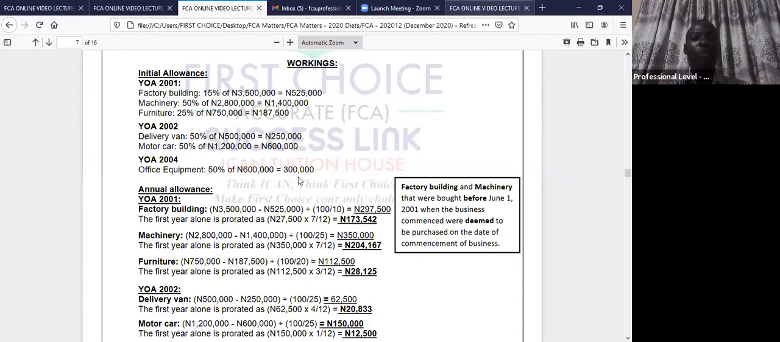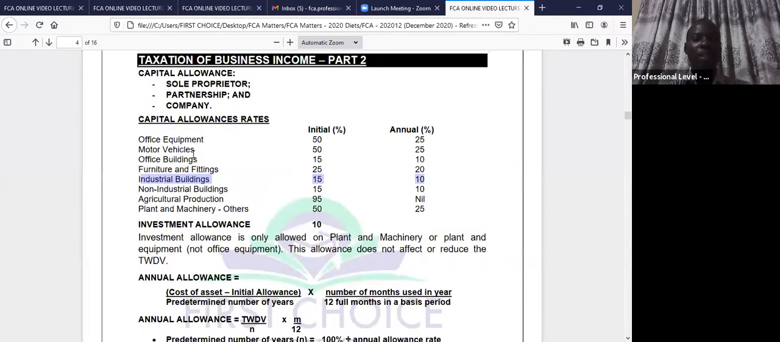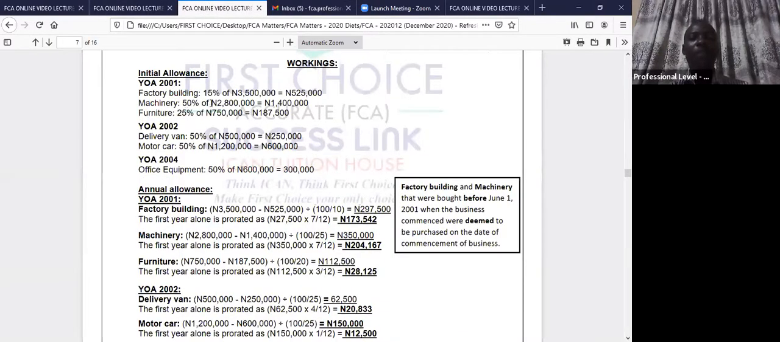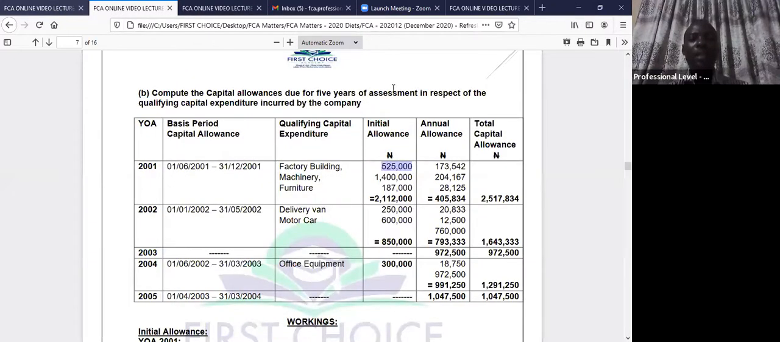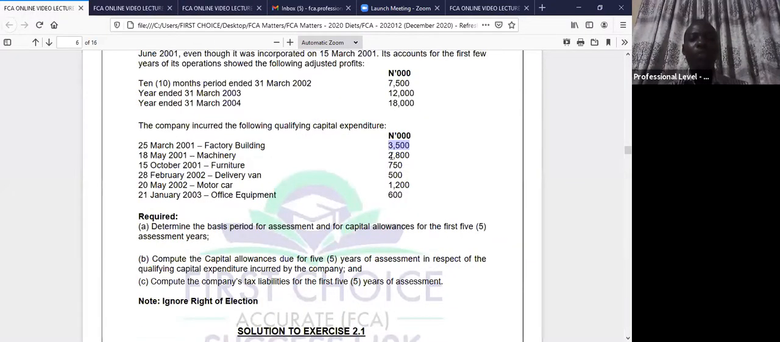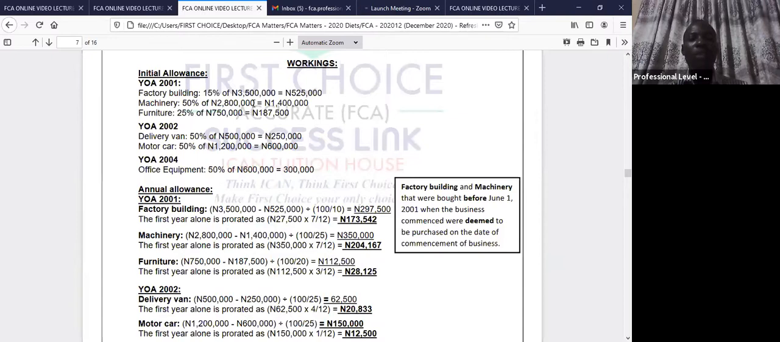Okay, now the next one is machinery. What do we do? Plant and machinery, 50%. So we have it here, 50% of how much did he buy it? We bought it at 2.8 million. So that's what we did here. 50% of 2.8 million gives you 1.4 million.